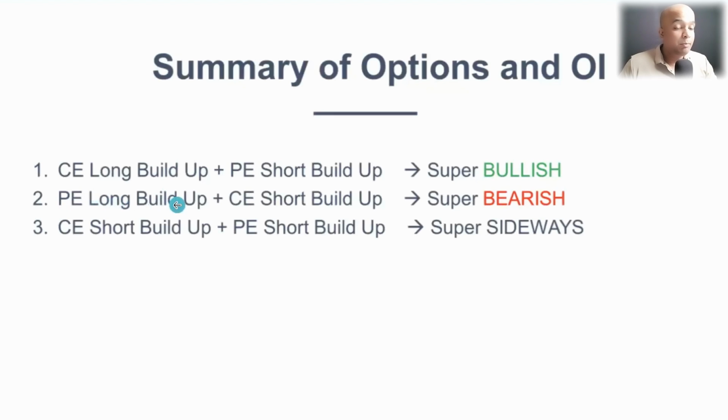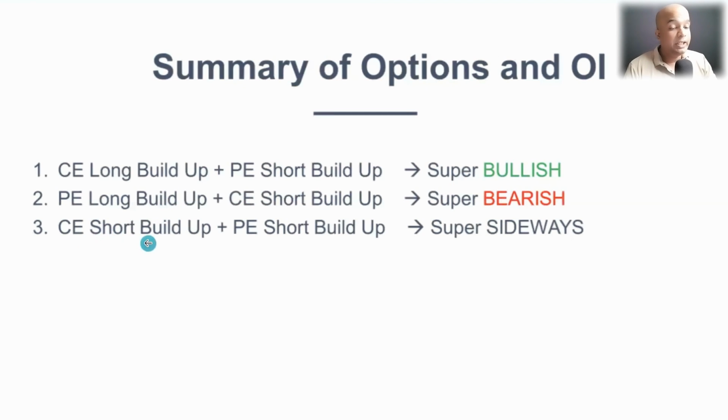Similarly, PE long buildup, which means the put price is increasing and OI is also increasing. So PE long buildup and CE short buildup: the call option price is falling but OI is increasing. So CE short buildup is also bearish, and PE long buildup is also bearish. Combining this is super bearish.